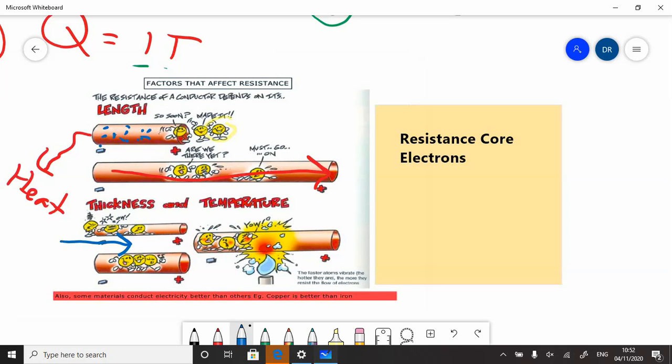And finally, temperature has an important impact too, because each of these atoms is jiggling around, vibrating around, and if you imagine the electrons have got to get past them, well, if those atoms are vibrating more because they're hotter, it's harder to squeeze past, and so the resistance goes up. So resistance happens in all materials, and is affected by length, thickness, temperature, and finally the type of material.